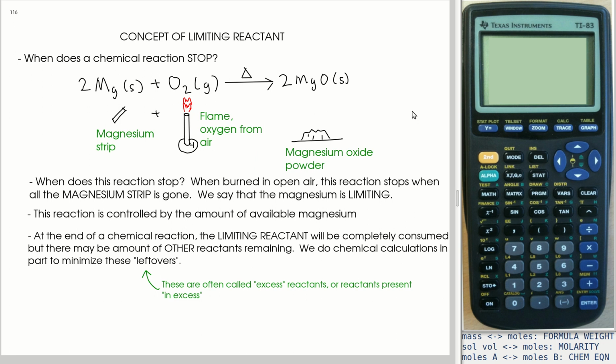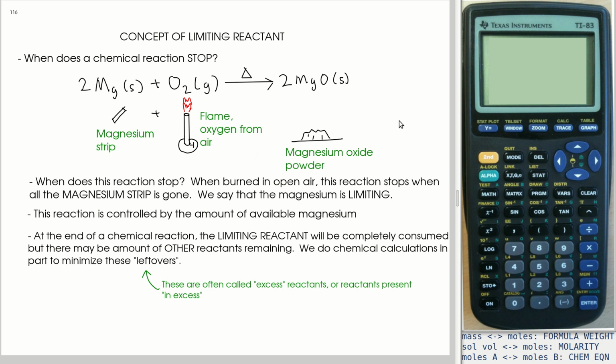Now, if I was going to do a calculation involving how much magnesium oxide I would produce, I would obviously start with the amount of magnesium used. I would probably ignore the oxygen here because I'm fairly safe in assuming that a typical room will have a lot more oxygen than the strip of magnesium could possibly use. So I would start with the amount of magnesium, and I would calculate the amount of magnesium oxide based on the magnesium. When you do a chemical calculation where a limiting reactant is involved, the limiting reactant is going to control the amount of product produced.